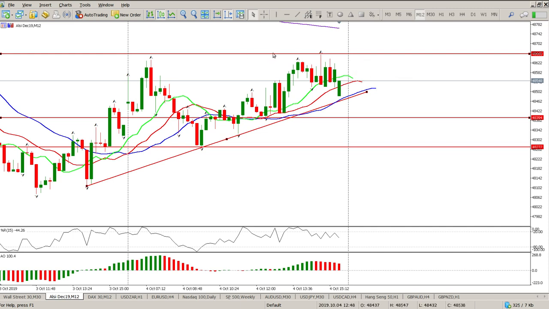So yeah, at this stage probably we could get another attempt at this level. We're going to have to break through the highs of Friday for me to be looking for longs. And at this stage, this fractal level here is my line in the sand. So 48,395. We break below that, that triggers a short, fairly big stop loss of 300 points.